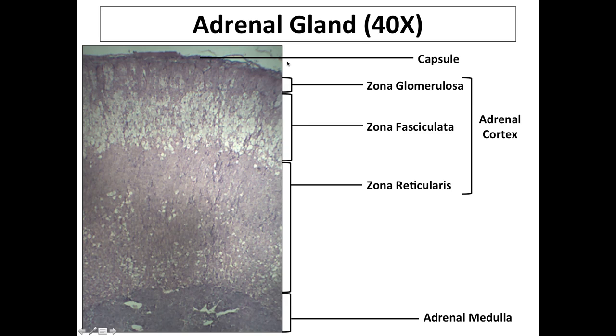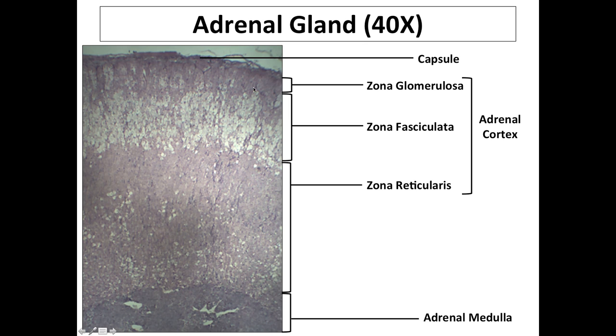The first layer of what's known as the adrenal cortex, seen from here to here, this is all adrenal cortex. The outermost layer is the zona glomerulosa. The next layer below that is the zona fasciculata. And then below that is the zona reticularis. So let's examine the differences between these.